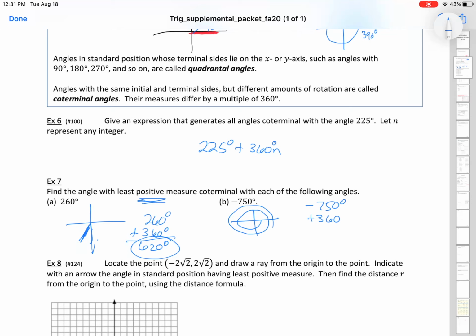We know we're not going to get it the first time, but take your negative 750, add 360, and we're still negative. We're at negative 390. Add 360 again. We're at negative 30. And then we're going to add 360 again. And we're going to get 330. So we kept adding 360 because we weren't positive. All these angles are coterminal. So negative 390 degrees is coterminal. Negative 30 degrees is coterminal. 330 degrees is the one of least positive measure.